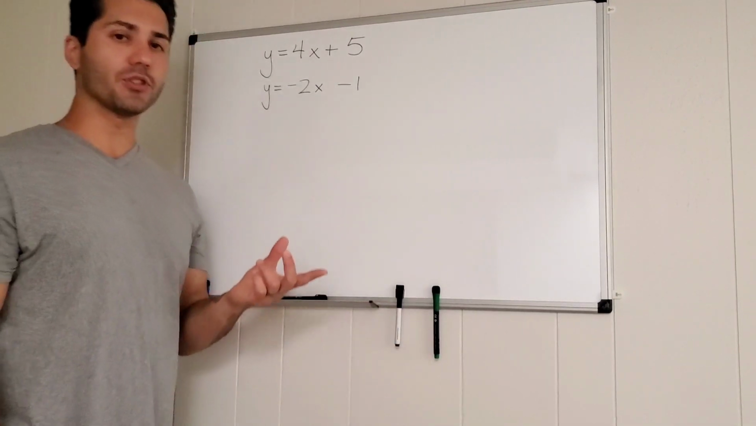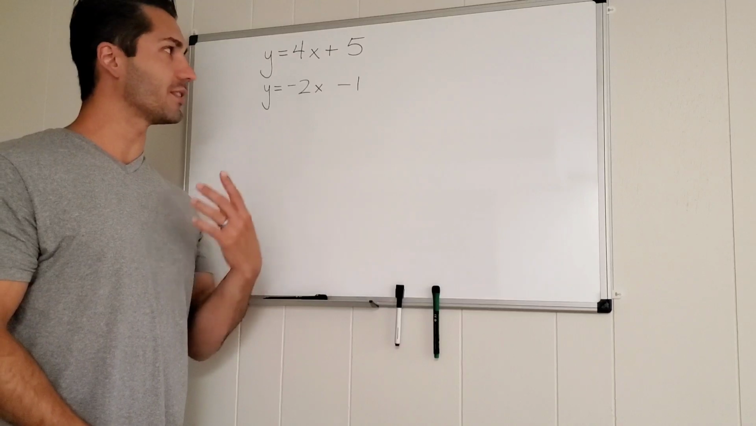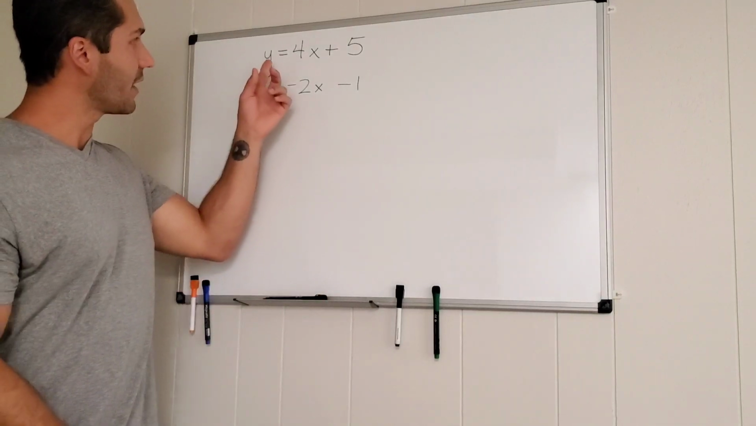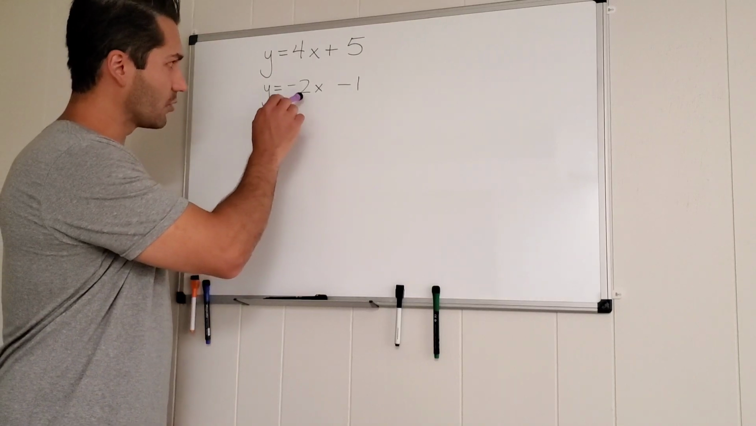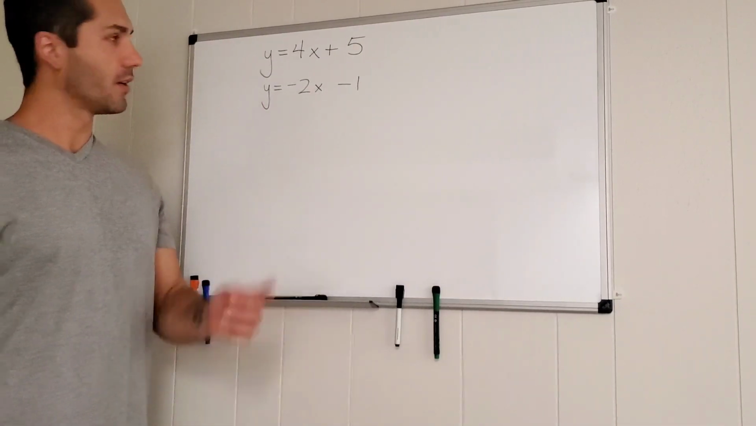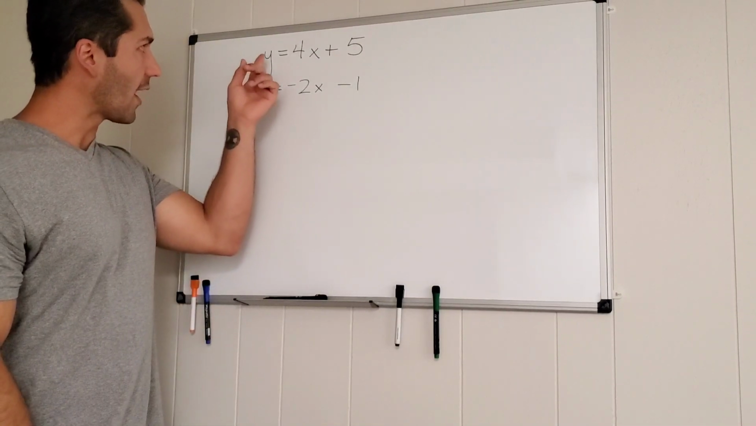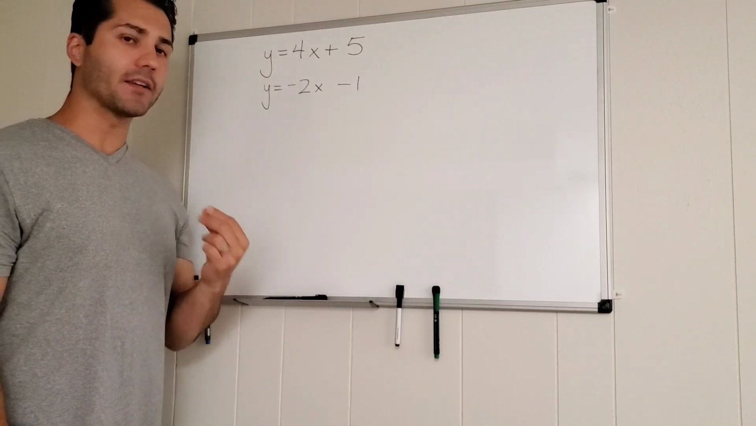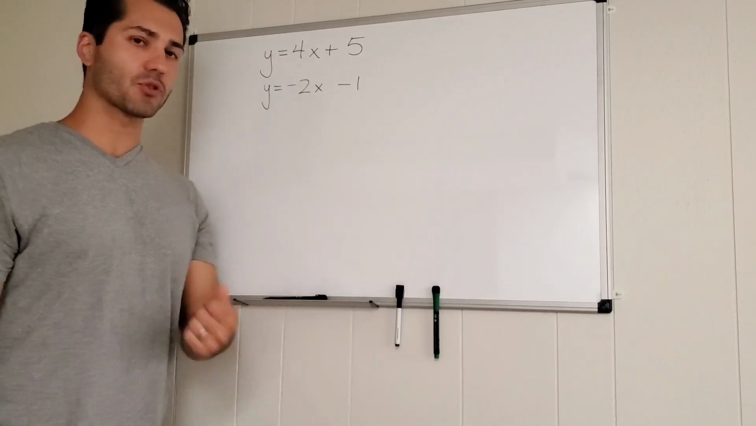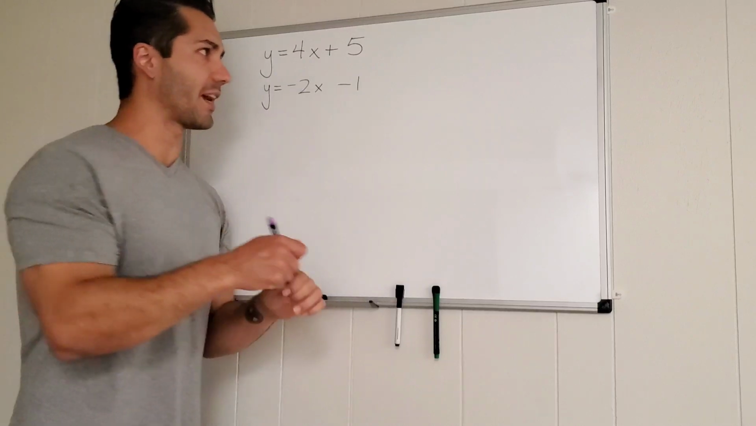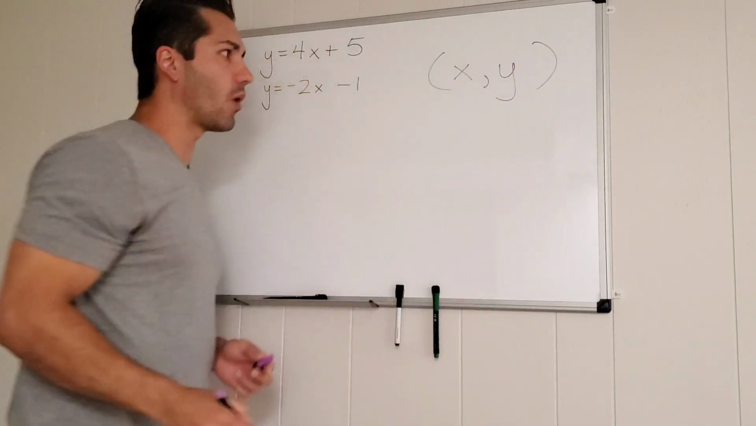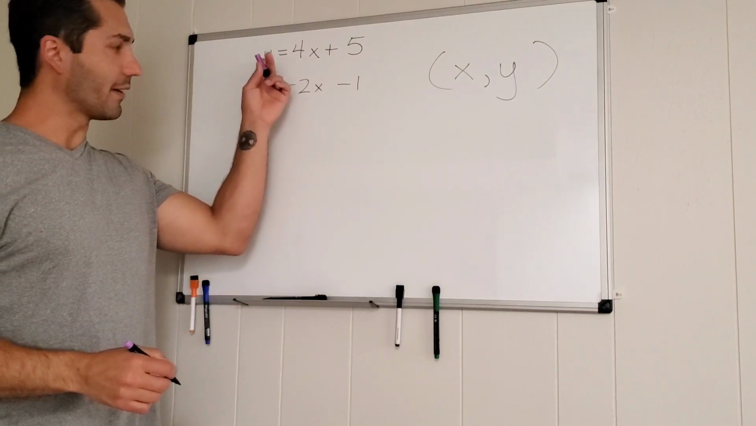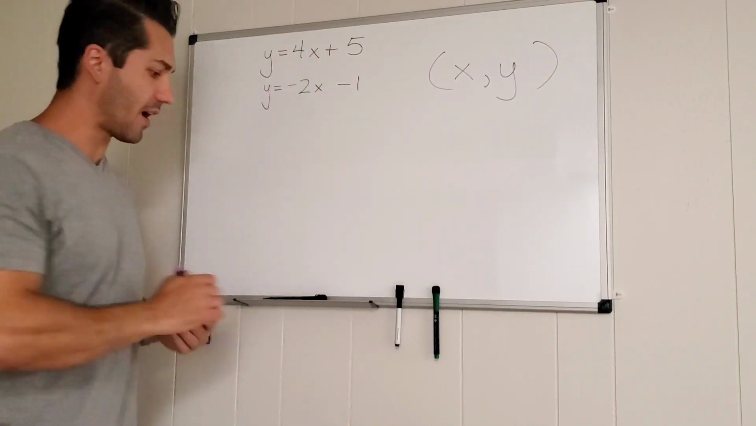So for the substitution method, we are literally going to just substitute. This says y equals 4x plus 5. This says y equals negative 2x minus 1. The key here, y equals. I know what y equals. I am trying to find where they intersect. I am trying to find the coordinate x and y, and they already kind of told me one. Hey, y equals 4x plus 5.